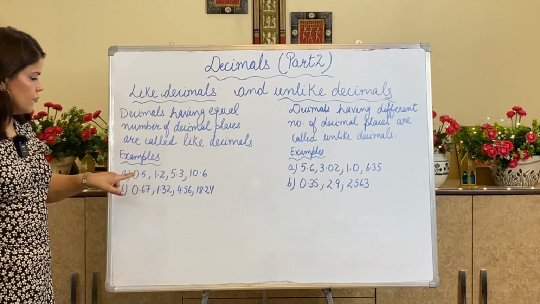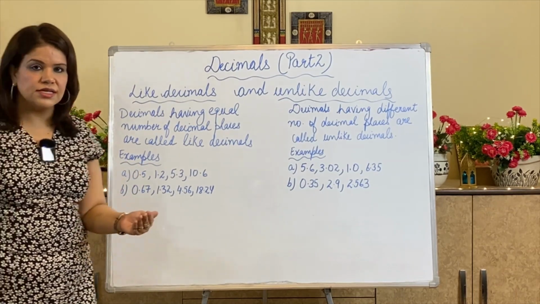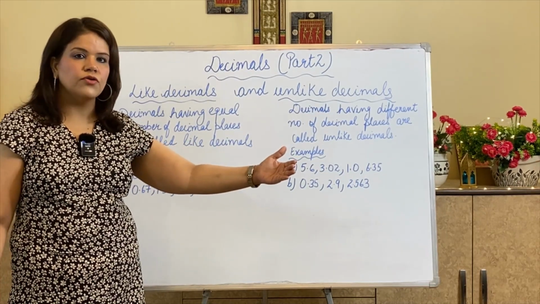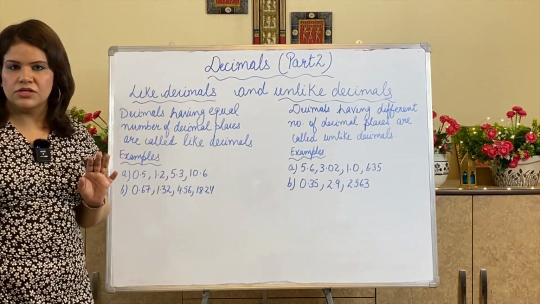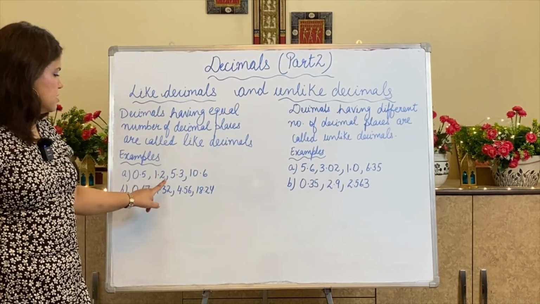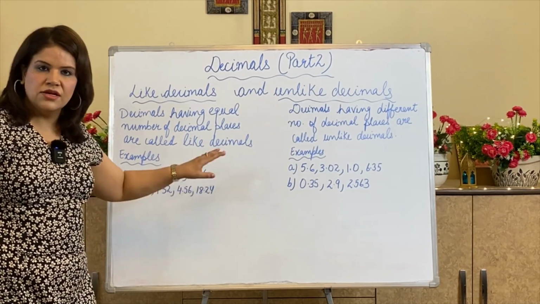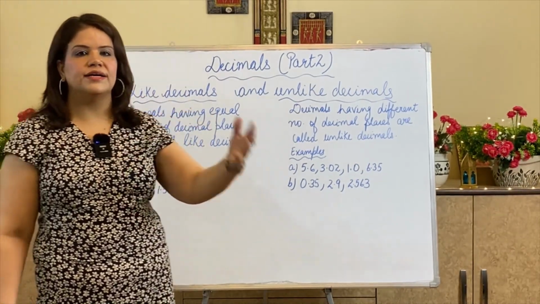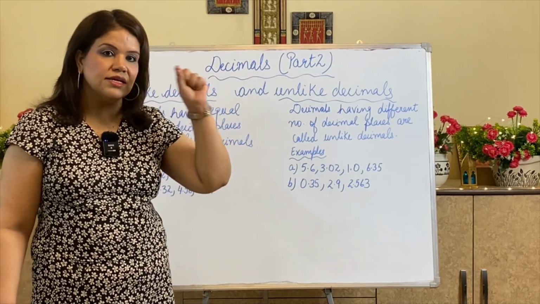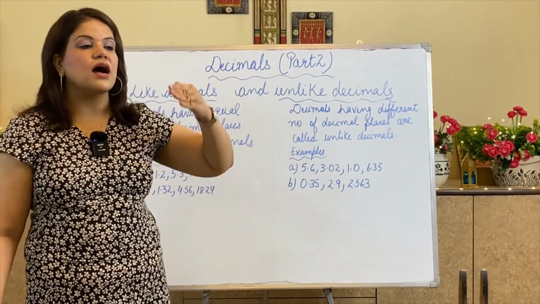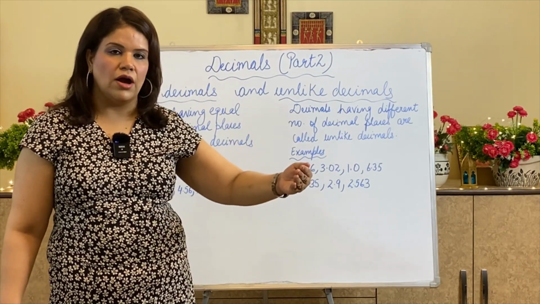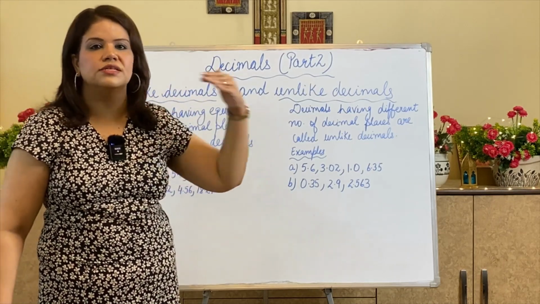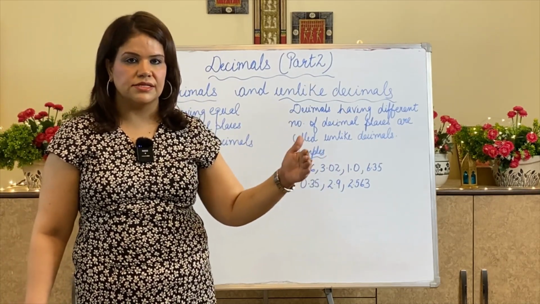Can you see that after the decimal? Since we are discussing decimal places, after the decimal I need to check the number of places each number is occupying. It is occupying one place, one place, one place, one place. So these are all like decimals because they have only one decimal place after the decimal. The decimal tells us that only after this you have to count the decimal places. Understood? Before that we have a whole number.